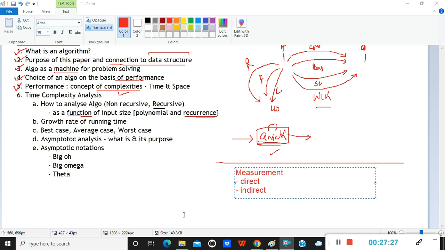We need lots of measurement in our life, not only in life but everywhere; every task needs some kind of measurement. Here in algorithms also, while choosing an algorithm, we need a measurement. But by any means you cannot measure the time taken by an algorithm.